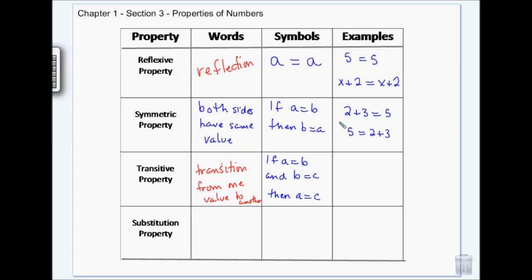So, a concrete example. 4 plus 1 is 5. You guys agree? And you also agree that 5 is the same thing as 3 plus 2? Yeah? That means that 4 plus 1 is the same thing as 3 plus 2. I'm going to be honest, we're not using this one a lot. We really don't use this a lot. This one is the one we use the most.